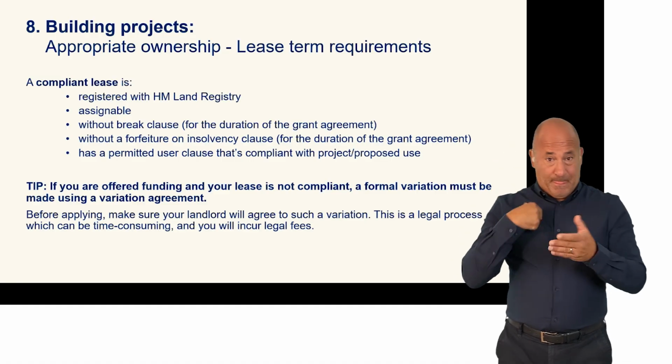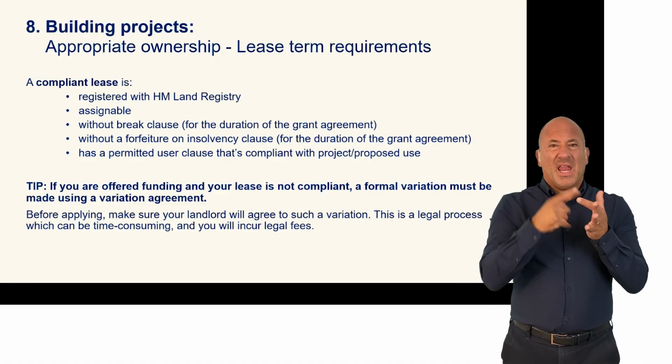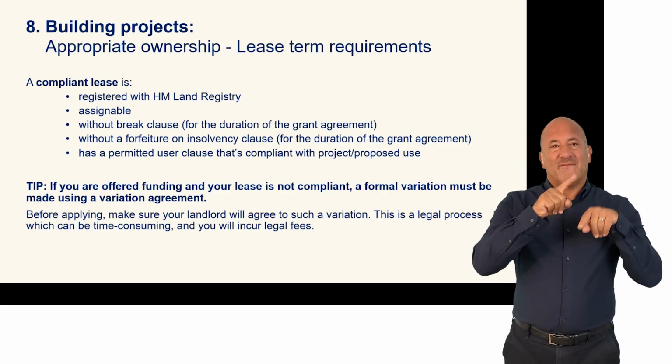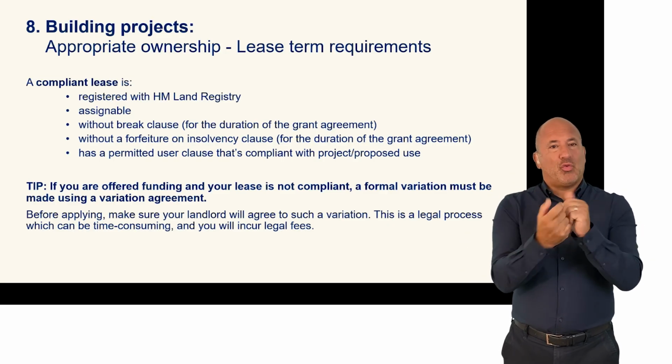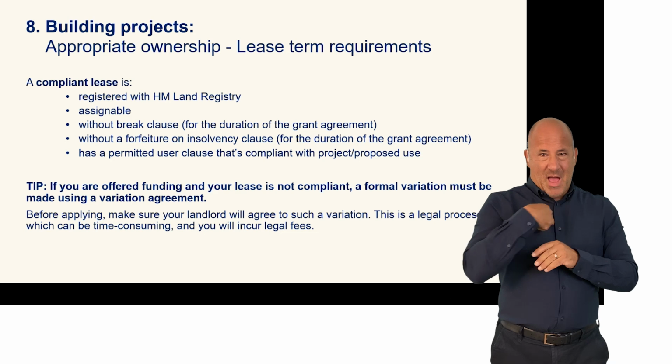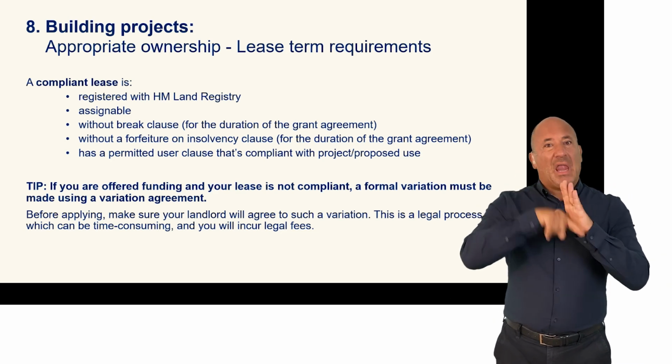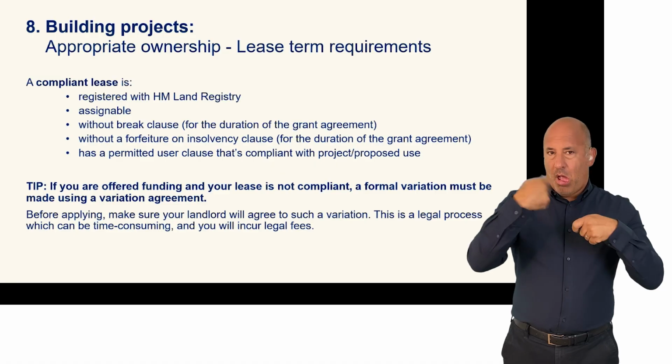We have a tip here. If you are offered funding and your lease is not compliant, a formal variation must be made using a variation agreement. Before applying, please make sure your landlord will agree to such a variation. This is a legal process which can be time consuming and you will incur legal fees.